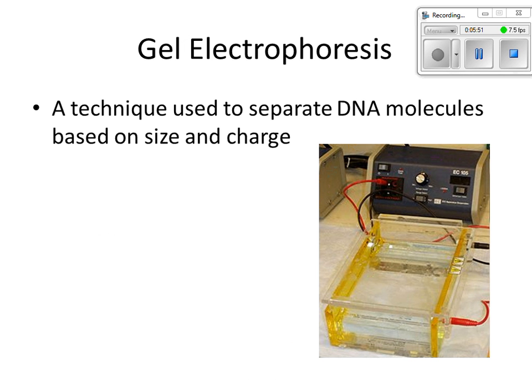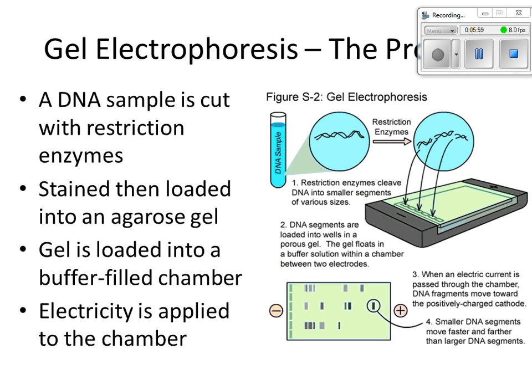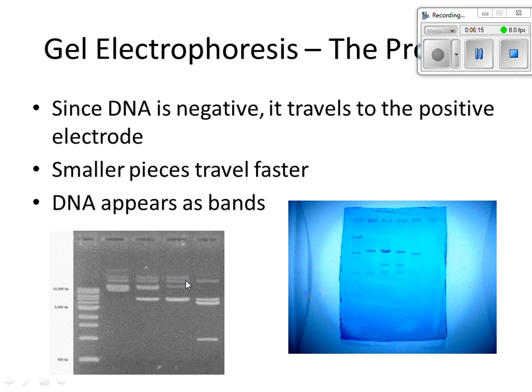Gel electrophoresis. This is the technique used to separate the DNA molecules based on size and charge. We did a simulation in the lab, where again the DNA sample is cut by restriction enzymes. We get different pieces of DNA, and then we load that into the gel, and we turn on the electricity, and those little bands, those pieces of DNA that we cut, are going to move at different rates. And so what we end up with is something that looks like this.